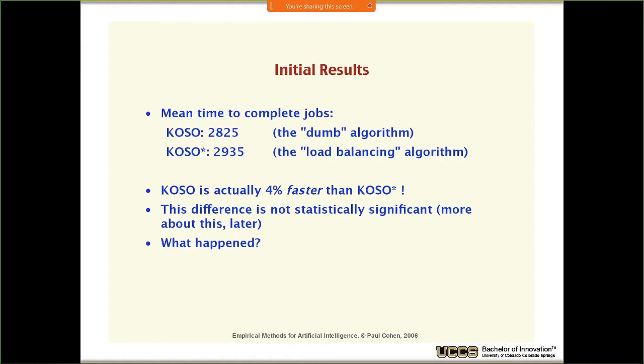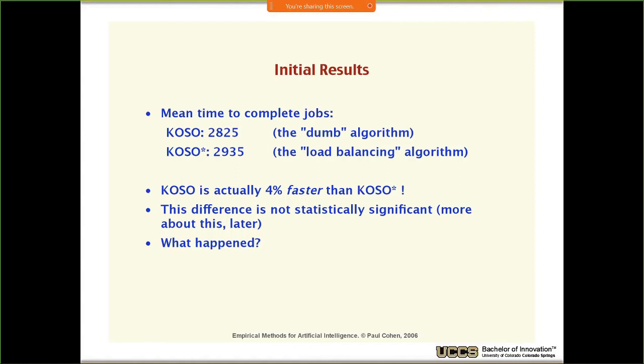So here is the sometimes non-intuitive initial result. COSO takes 28.25 milliseconds, and COSO star takes 29.35. So the dumb algorithm, that just randomly assigned stuff, was 4% faster than the smart algorithm COSO star. Now, this difference turns out to not be statistically significant. We'll talk a lot more about that in the next couple of classes. But what do you think happened here?